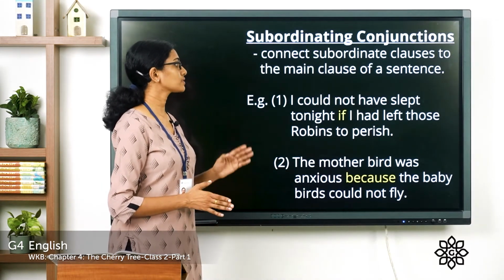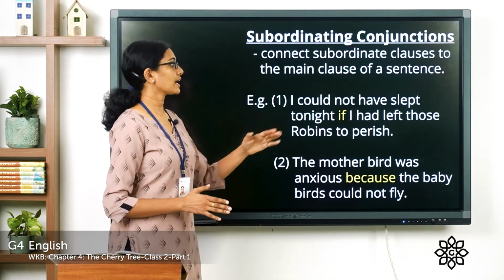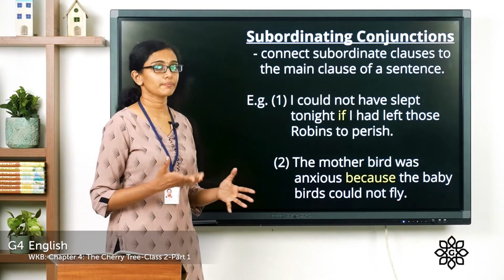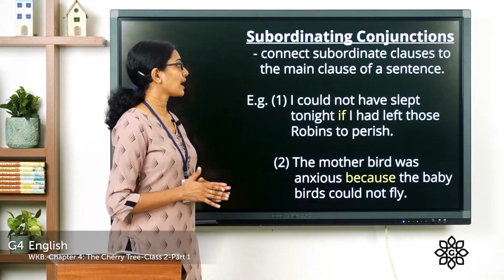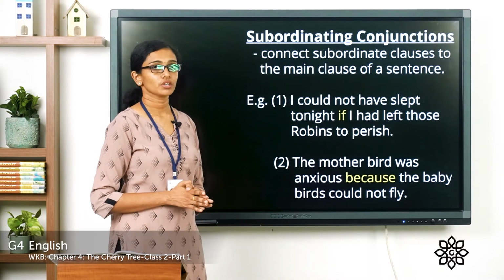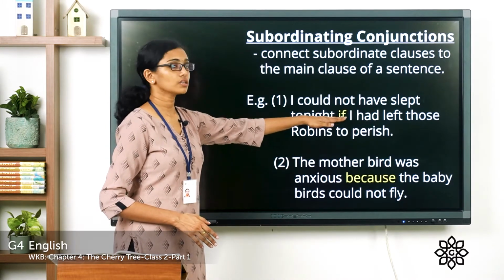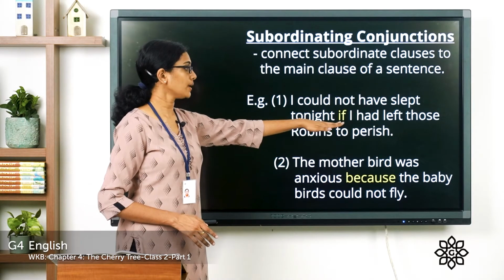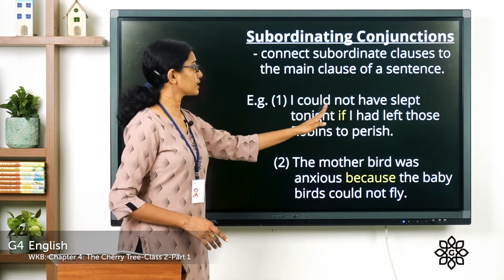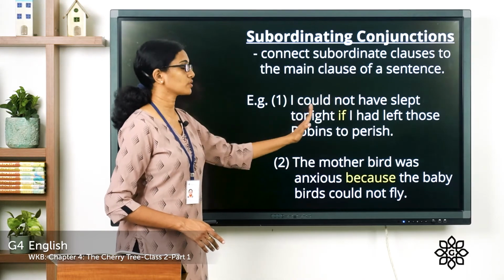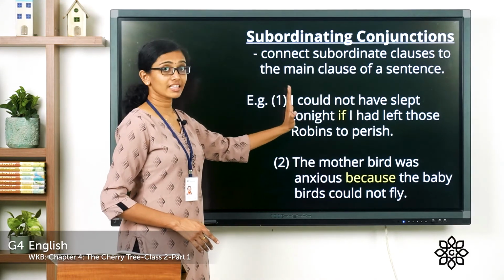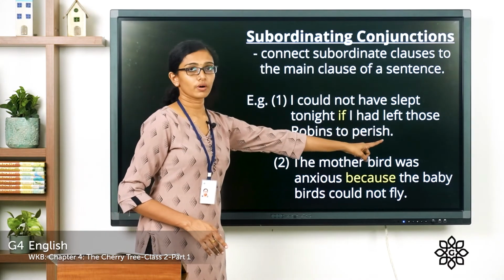I could not have slept tonight if I had left those robins to perish. You know robins? Robin is a bird. I could not have slept tonight if I had left those robins to perish. So you see this word if, this is the subordinating conjunction here, and this if connects this main clause, I could not have slept tonight. This is the main clause here. This if connects this main clause to the subordinate clause here.